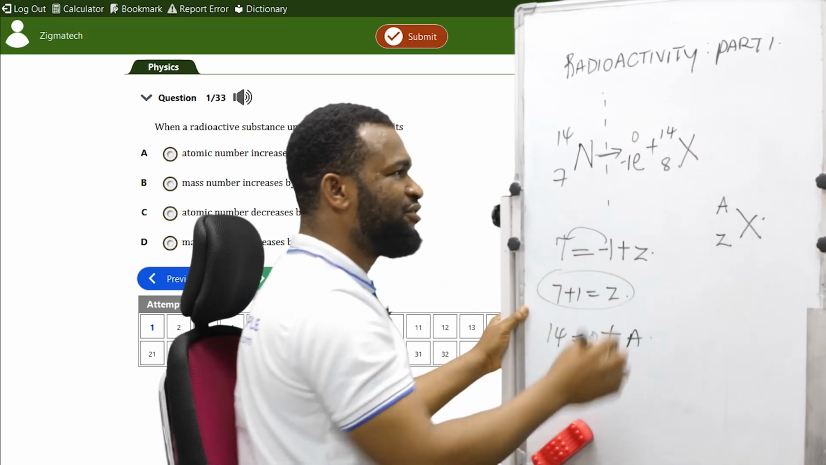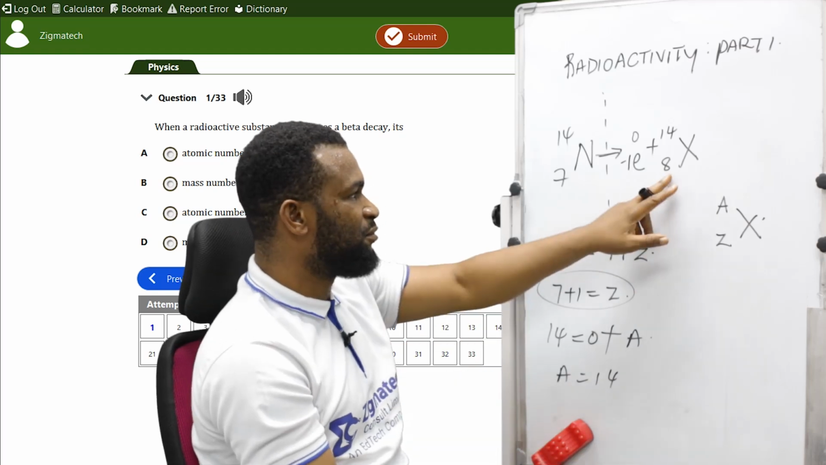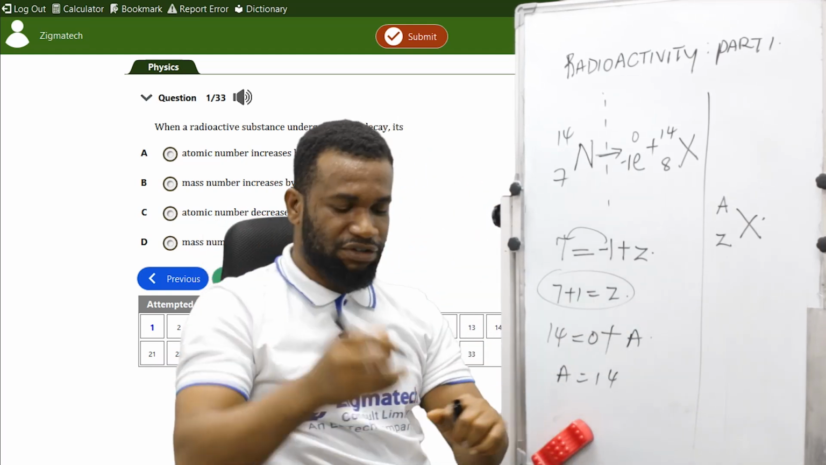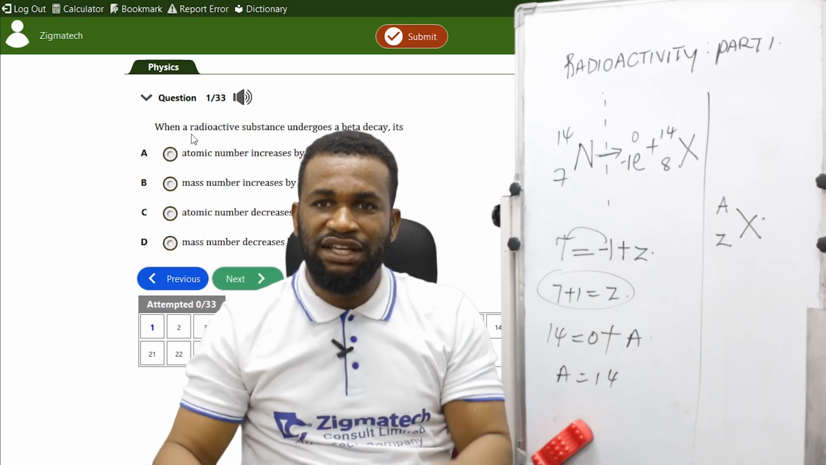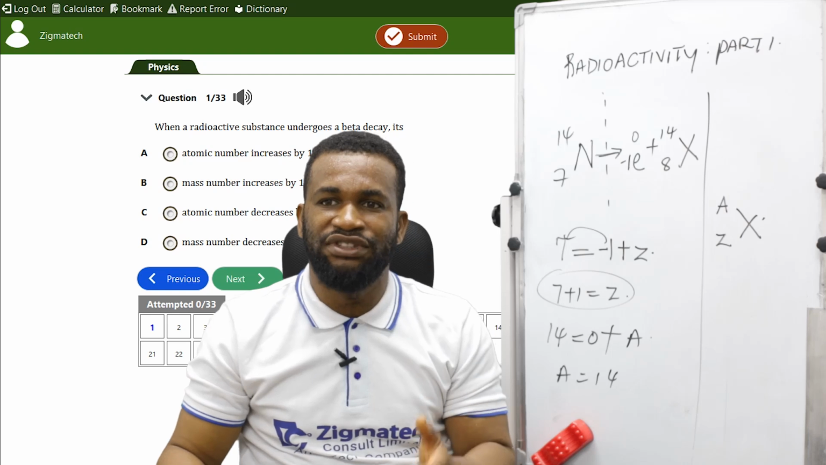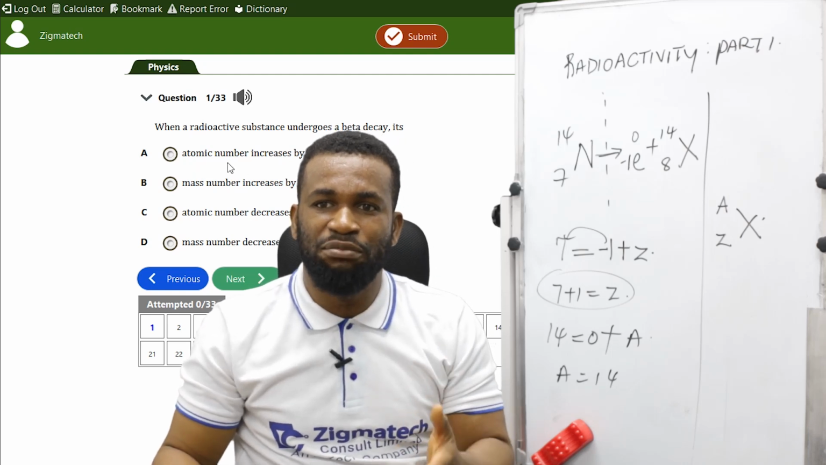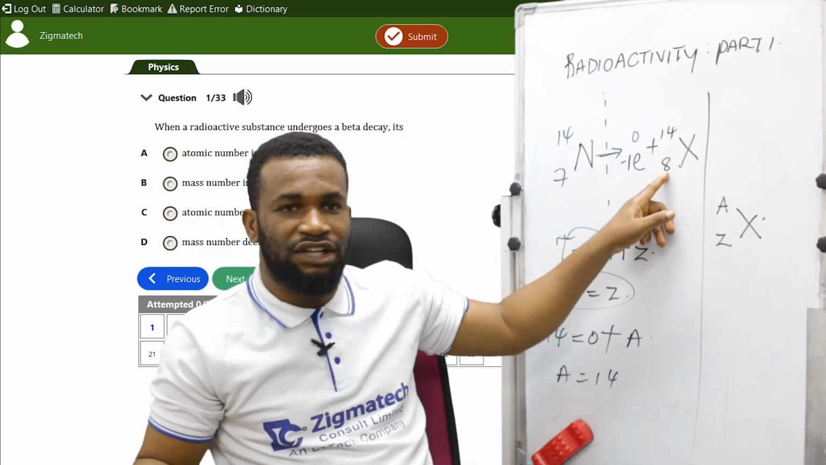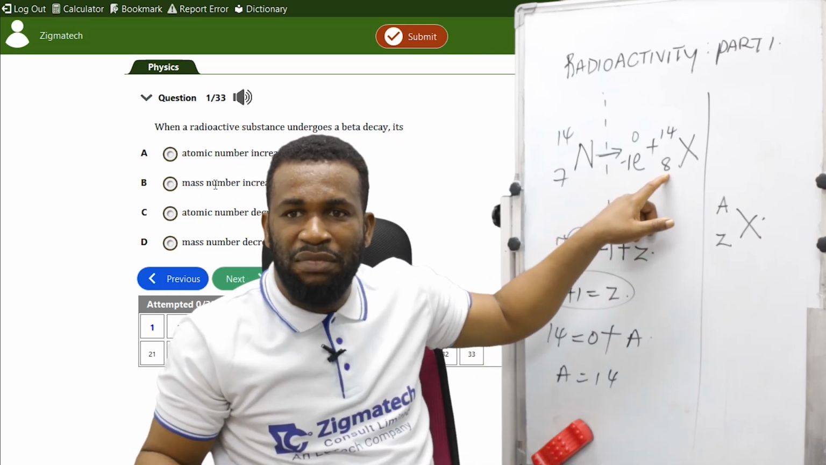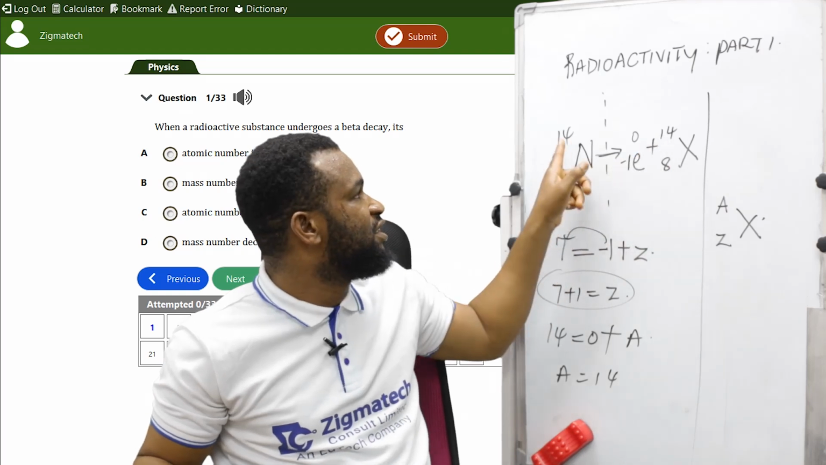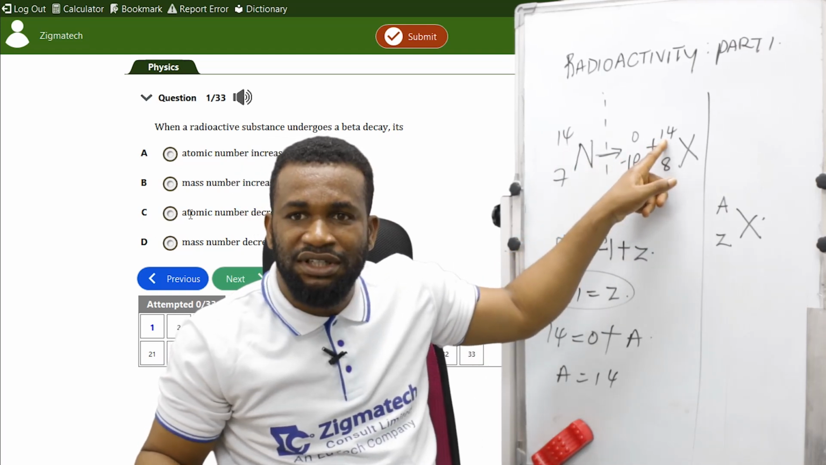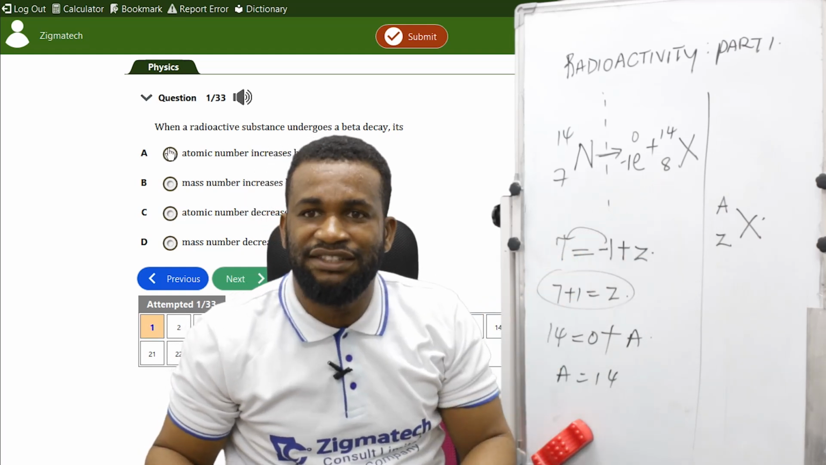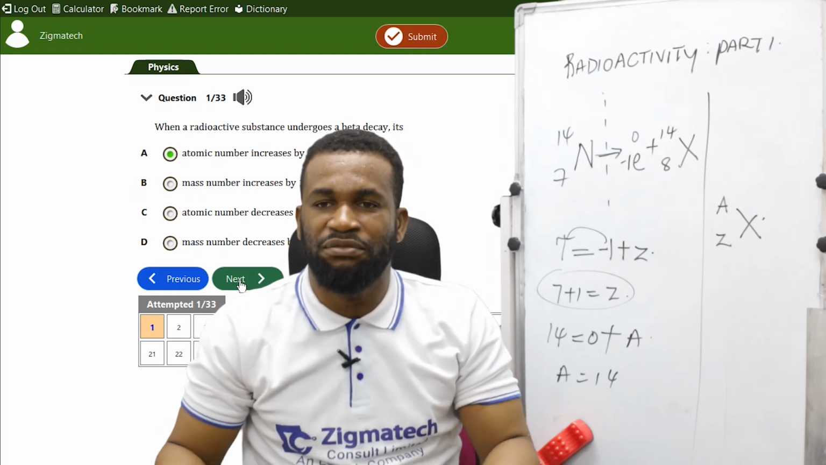So let's call it a nuclide. Even though we have atomic number of 8 for an element, let's just call it a nuclide for the sake of answering this question. Now, when a radioactive substance undergoes a beta decay, its atomic number increases by 1. Of course, atomic number has increased by 1. Mass number increases by 1? No, it's still the same thing. Mass number is still the same thing. Then atomic number decreased by 1? No. And therefore the answer is A. Let's choose one more question from this.